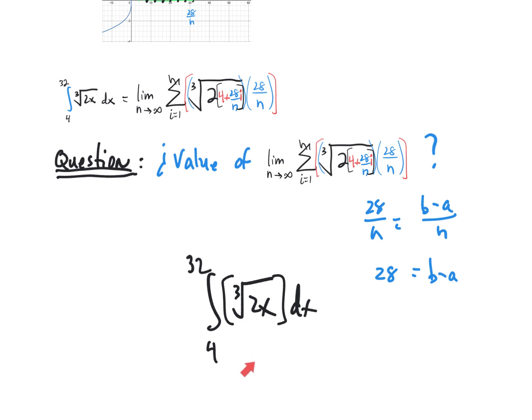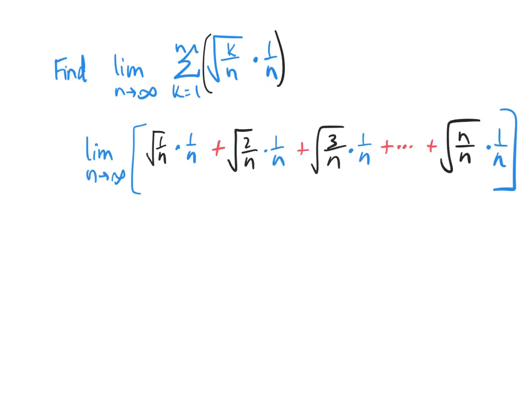Let's take a quick look now at number 3 from the practice test. If we expand when k is 1, 2, and 3, we can see that these are all rectangles whose widths are 1 over n. So from the lower limit to the upper limit of integration, if we divide that span by n rectangles, we get the width of each rectangle, which is 1 over n. So that means the distance from the lower limit to the upper limit must be 1.